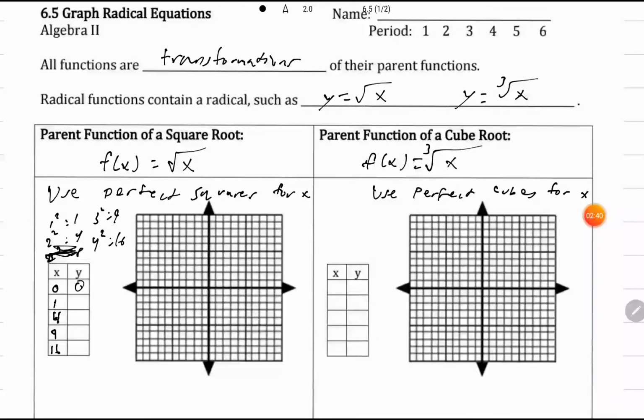So, plug these into the equation. Square root of 1 is 1. Square root of 4 is 2. Square root of 9 is 3. Square root of 16 is 4. Boom. Graph. 0, 0. Easy. 1, 1. Hopefully that's easy too. 4, 2. So we count along the x. 4, up 2, and then over 9, 3, and then blast off into 16.